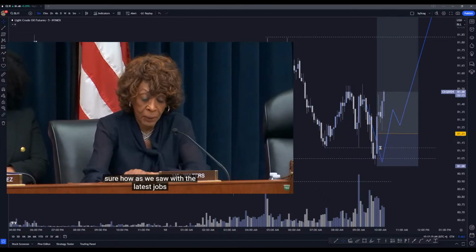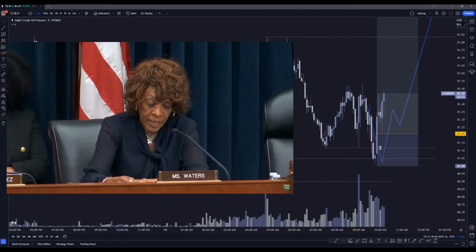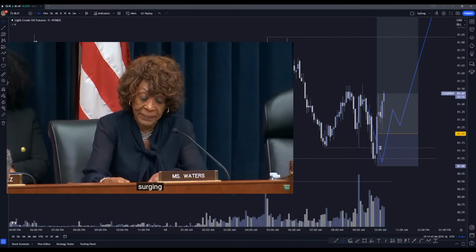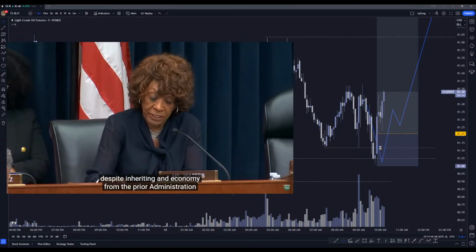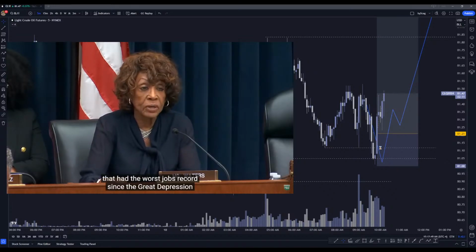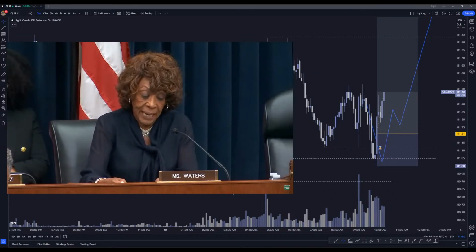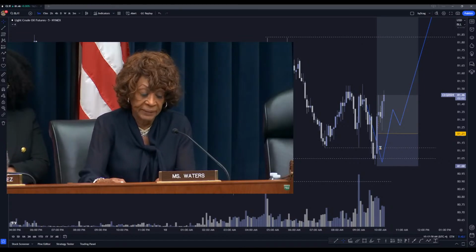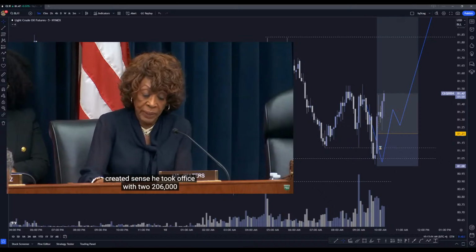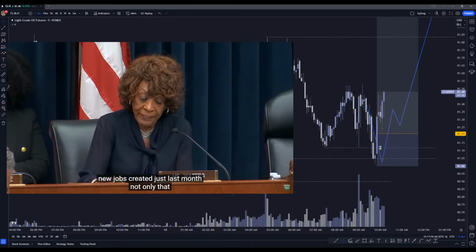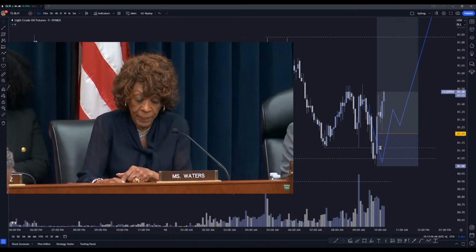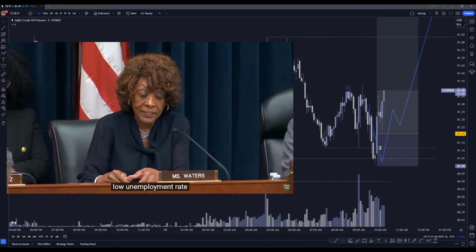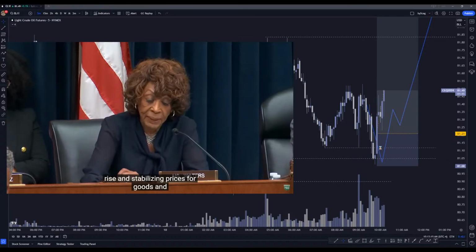Chair Powell, as we saw with the latest jobs report, the labor market remains strong and the economy is surging. Despite inheriting an economy from the prior administration that had the worst jobs record since the Great Depression, President Biden has now overseen a record 15.7 million jobs created since he took office, with 206,000 new jobs created just last month. Not only that, but under the Biden administration, we're witnessing low unemployment rates, rising wages, and stabilizing prices for goods and services.